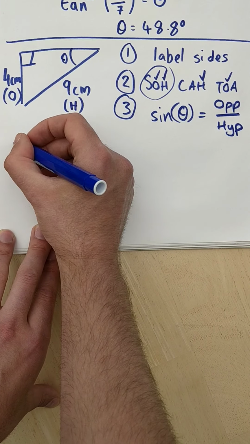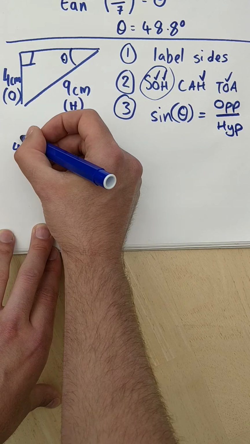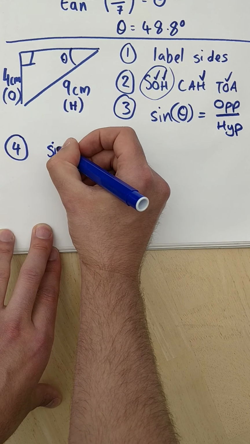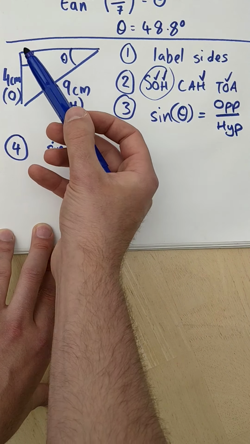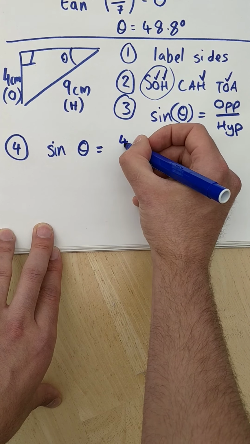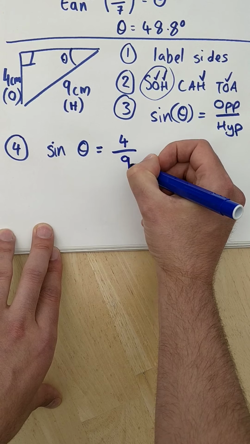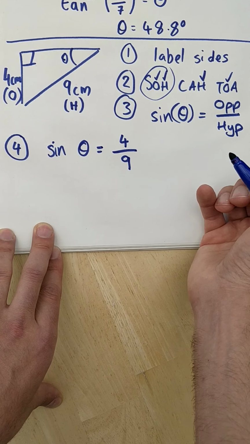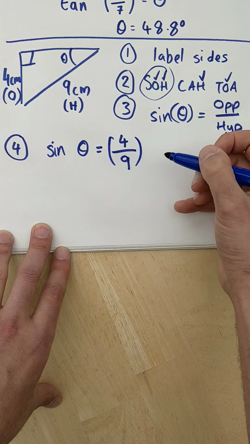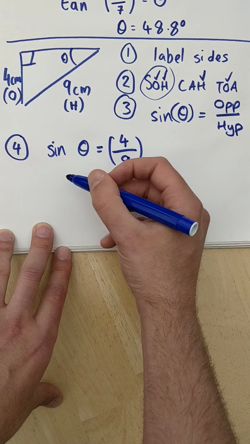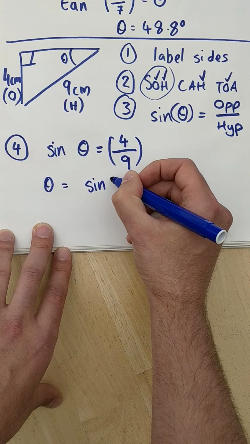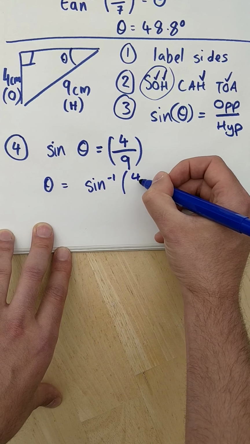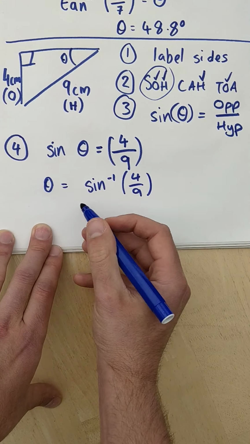Okay, that's the ratio we're going to use, and the exact same way we did the previous one, do the same thing again. So step number 4, write in the things that we know. So sine of my angle is equal to the opposite, which is 4 over 9, which is my hypotenuse. But I'm trying to calculate the angle. So what I would do, the angle is equal to the inverse of sine 4 over 9.